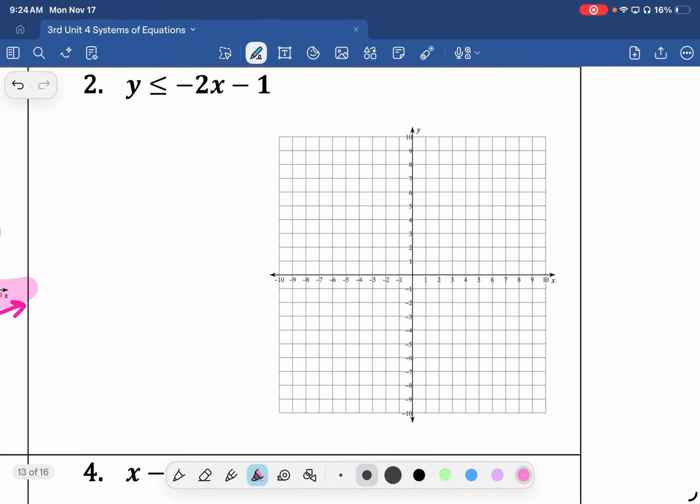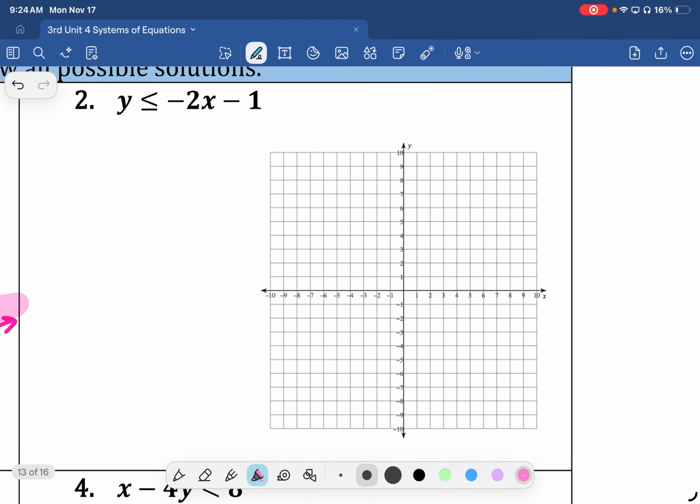Okay, for number 2, what is our y-intercept? -1. Okay, what is our slope? Down 2 to the right 1. Now, will that be a solid or a dashed line? It is solid because we have that or equal to part.